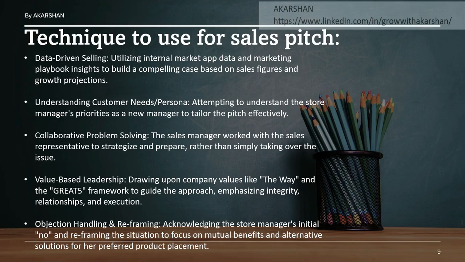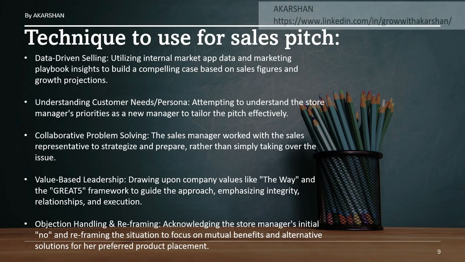Then value-based leadership. Every company has its own sort of value-based leadership. That's why every company is unique and not the same. Here PepsiCo is using grade 5 and the way. Then objection handling and reframing. This is another crucial part of selling.